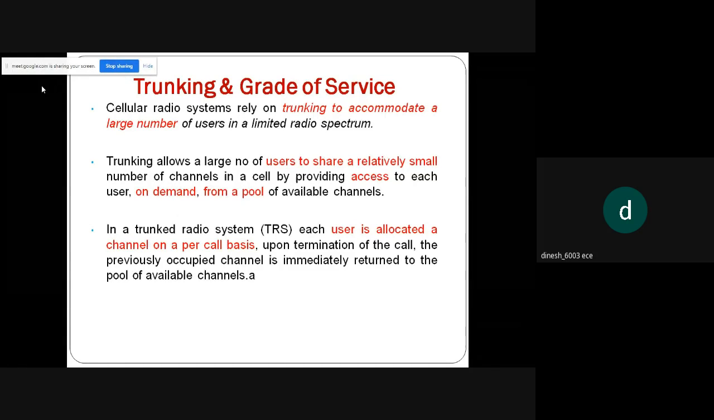For every call, a trunked radio system channel is allocated, and depending upon the termination of the call, the already used channel is immediately returned to the pool of available channels. So during the call termination, each user will be allocated per call a trunked radio system channel, and if the call gets terminated, that will return back to the available channels.